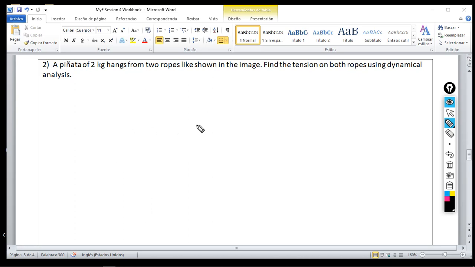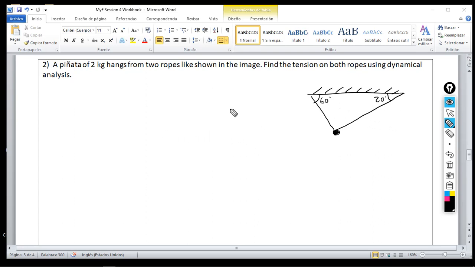So first let me give you the drawing, or the image. You have the ceiling, and then you have a piñata hanging like so. This is the piñata. Remember, just draw little objects, little points and stuff like that. Don't draw the whole piñata. It doesn't make any sense. Okay, and the angles are this. Let's suppose that this is an angle of 60 degrees and this is an angle of 20 degrees. Okay, so this is the image. Fine.